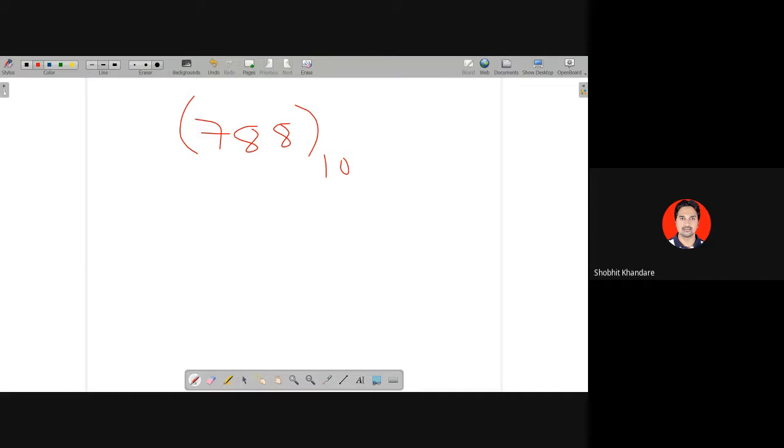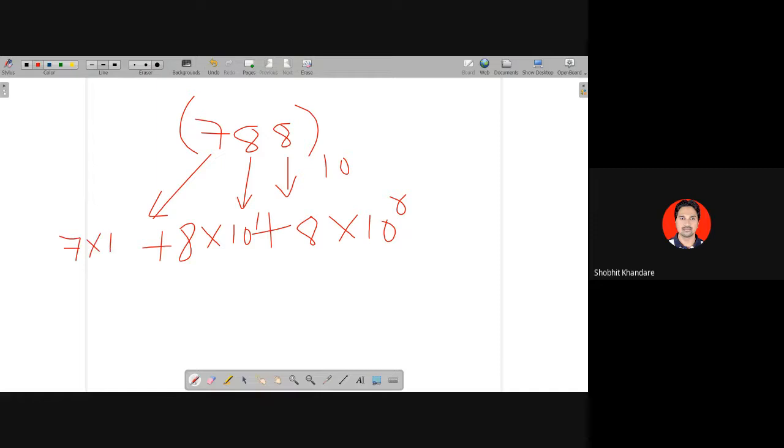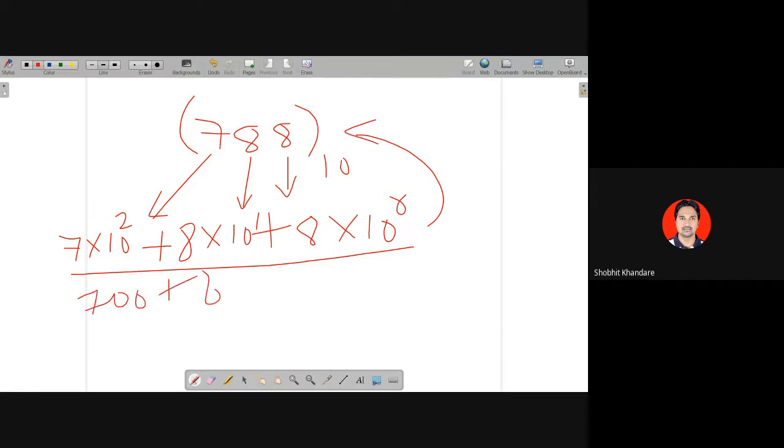I have told you the positional value of the first 8 is 8 into 10 to the power of 0, plus the positional value of the second is 8 into 10 to the power of 1, and the positional value of this 7 is plus 7 into 10 to the power of 2. So when you add all these, you get 788. That is 700 plus 80 plus 8, so it gives you 788.